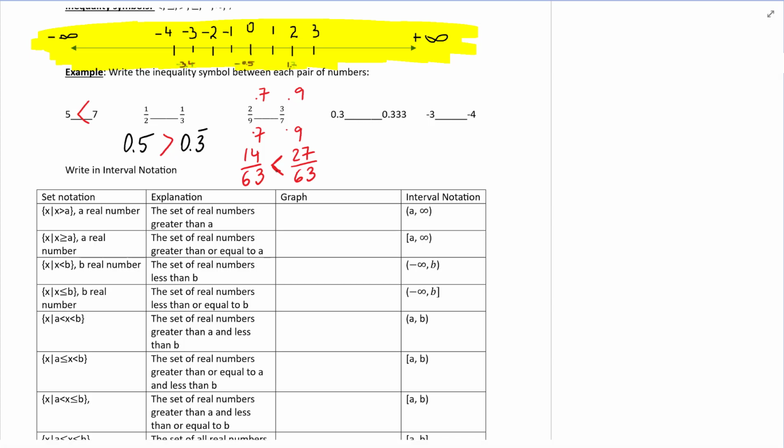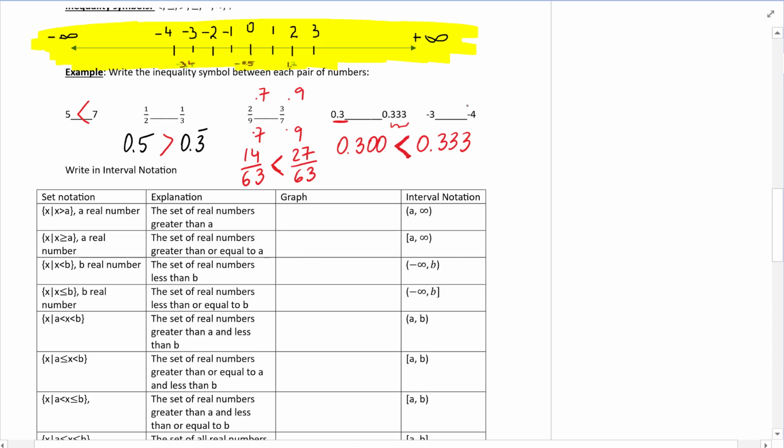The fourth problem, 0.3, compare it with 0.333. When I have decimals and I want to compare them, I want to have the same number of decimals. So here I have 3 decimals, so that means I'm going to write after these 3 here, 2 more zeros. So now I can easily see that I have 0.300 and 0.333. So the second number is larger than the first number.